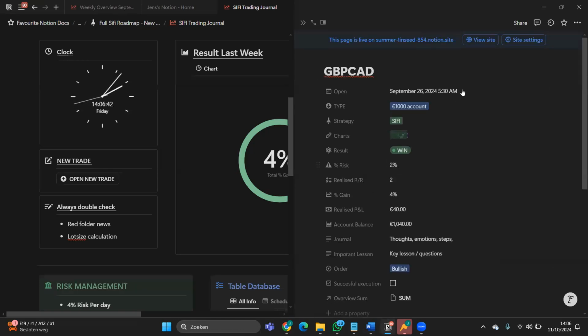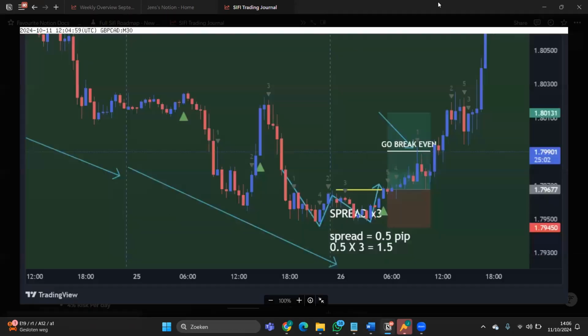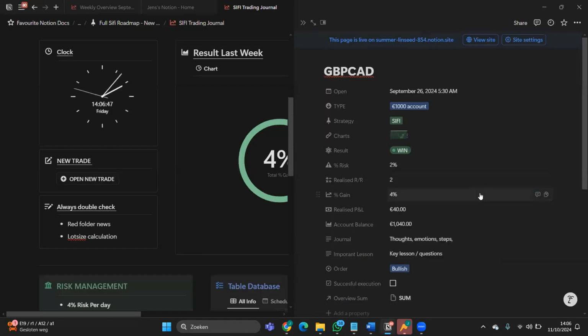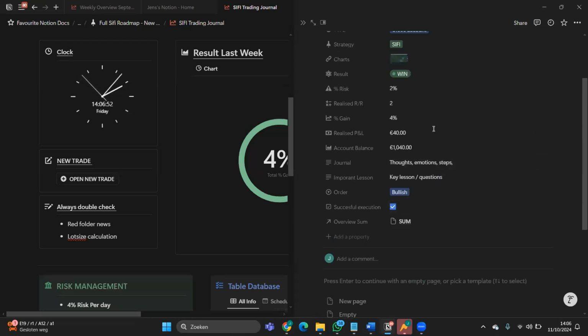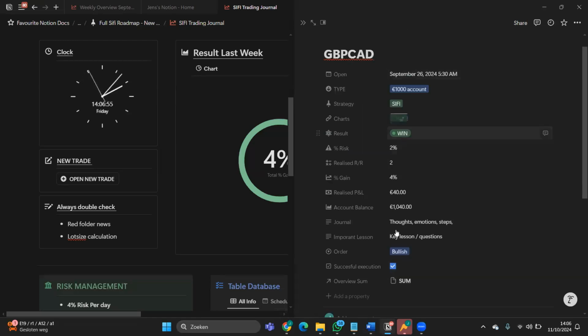Then, of course, we have an order. This was a bullish one, as we can see. The background is green, so we're only looking for buys. And then the last checkbox is, was this a successful execution or not? Sometimes you'll have a loss, and that's a successful execution. A successful execution just means that you would take this trade every day of the week. Every time this trade comes, it's a trade according to our plan. And that's really important, to only take trades according to our plan. If you didn't, then of course you don't check this off, you just leave it like that. But in this case we did, so we can check this off.